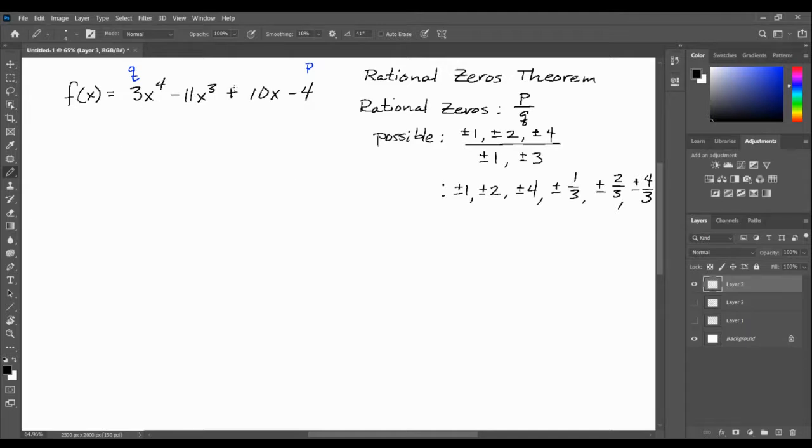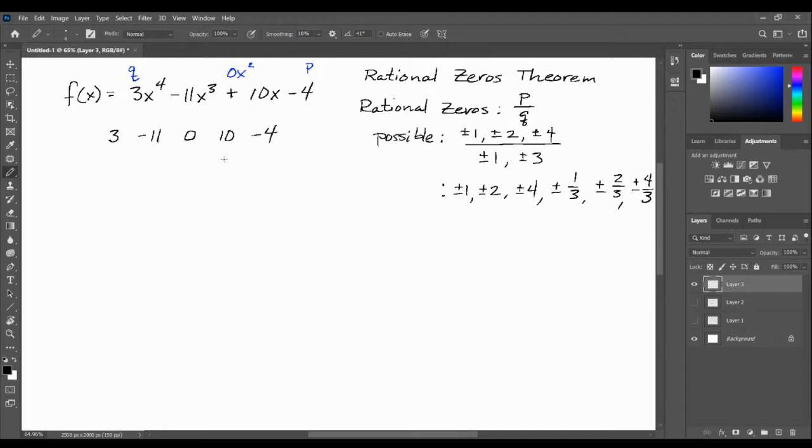Now I do notice that I'm missing an x² term. So I need to include that in my synthetic division. So I'll bring down my coefficients, 3, -11. I can't forget that 0. I've got a 10 and a -4. So let's see, I see that the sign is changing with each of these. And so maybe a positive would work.